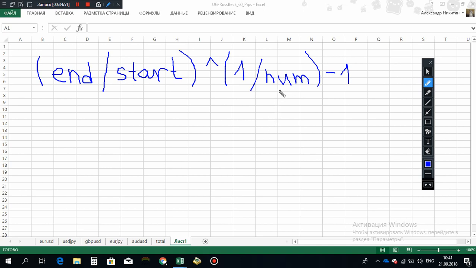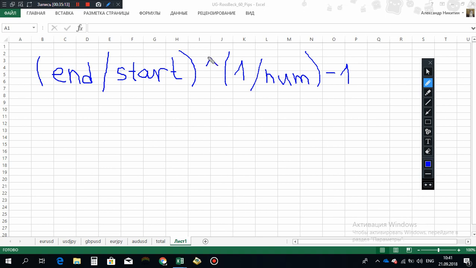If you wish to calculate the average annual return, then it should be the number of years. And if you wish to calculate the average trade-to-trade return, it should be the number of trades. Of course, this formula is something that we type in Excel or whatever.